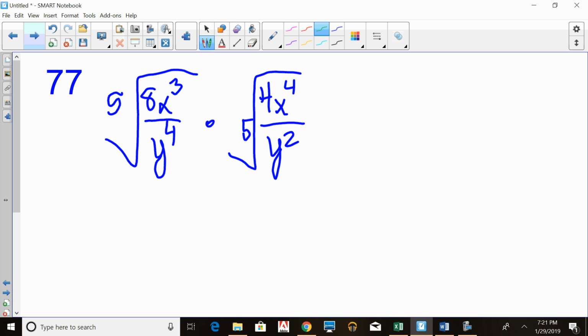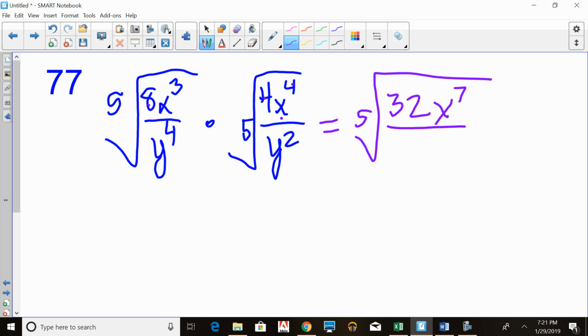477, oh, yuck. We're multiplying. Fifth root of this times the fifth root of that. Well, guess what? We're still going to have a fifth root. 8 times 4 is 32. X to the third times x to the fourth is x to the seventh. Y to the fourth times y to the second is y to the sixth. And now we have the fifth roots. Can we simplify this?